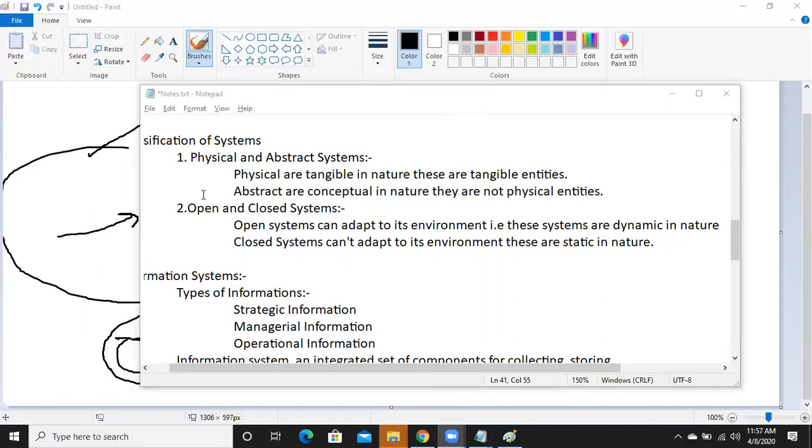So we have discussed what the meaning of an open system is, what the meaning of a closed system is. Just a second, guys.